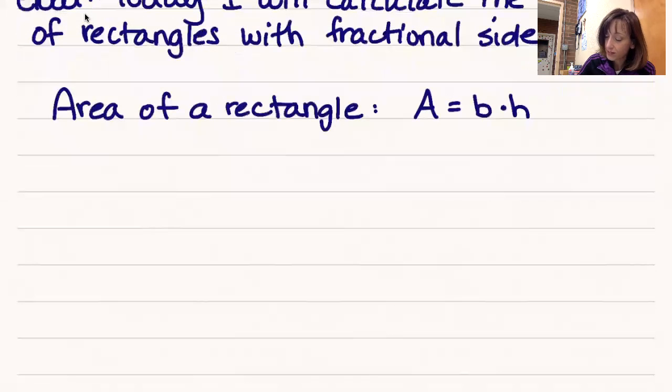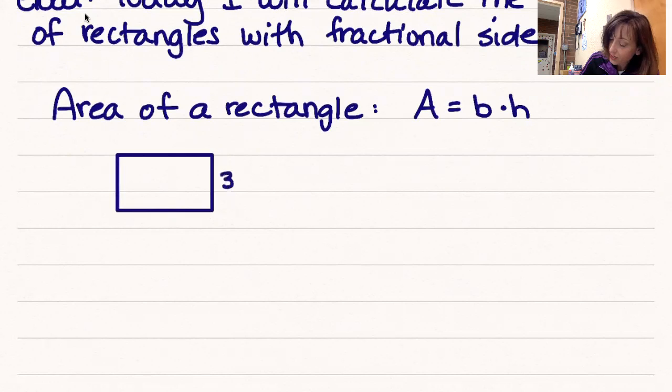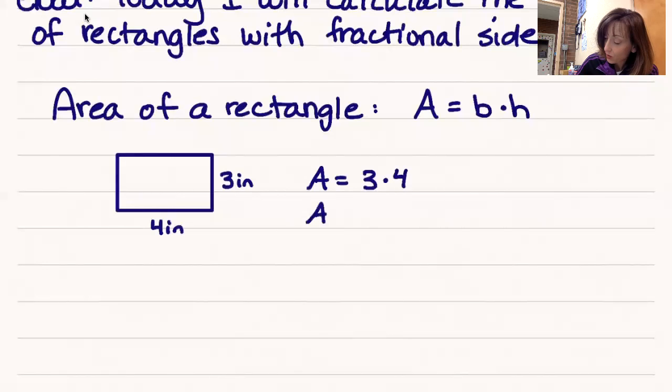So let's just have an example of a rectangle that does not have fractional side lengths. And let's say, for example, this is 3 inches and this is 4 inches. And so then, of course, our area is going to be 3 times 4, which will be 12 inches squared. And remember, when we find area, we have a squared dimension, so inches squared, because we are talking about a length and a width, so two directions.